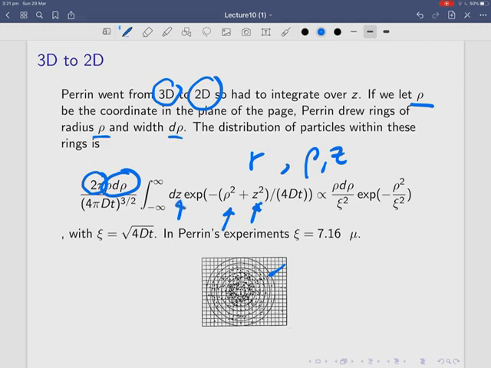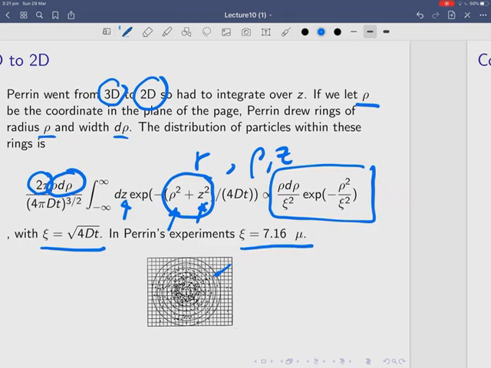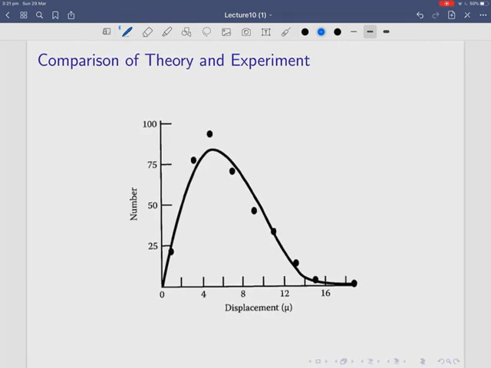And then he's calculated here the distance in spherical polars, converting to cylindrical polars, which would be this. That's the distance, it's Pythagoras. And this predicts how many particles he should see in a given ring. And you get an answer which looks like that. And in his experiment, psi is the square root of 4Dt, and for his particular times and size of diffusion, he finds xi is 7.16 micrometers. Okay, so that's his conversion from 2D to 3D.